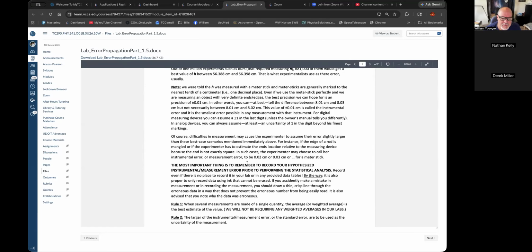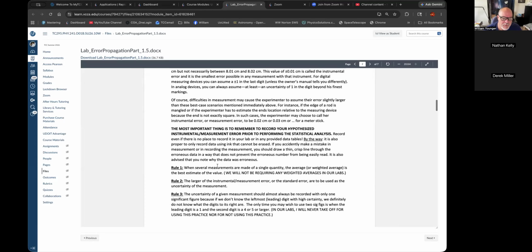The most important thing is to remember to record your hypothesized instrumental slash measurement error prior to performing the statistical analysis. Record it even if there is no place to record it in your lab or any provided data tables. By the way, it is also proper to only record data using ink that cannot be erased. If you accidentally make a mistake in a measurement or in recording the measurement, you should draw a thin, crisp line through the erroneous data in a way that does not prevent the erroneous number from being easily read. It is also advised that you note why the data was erroneous.